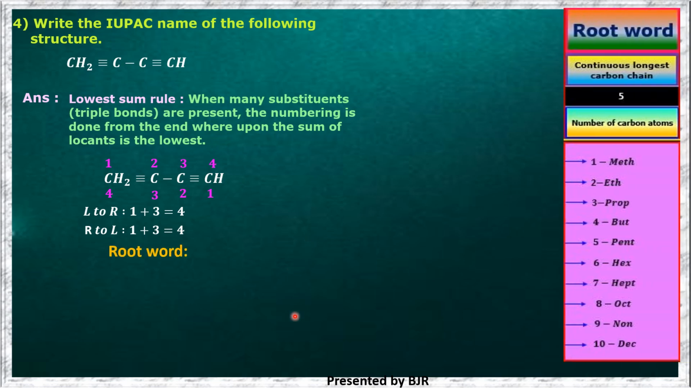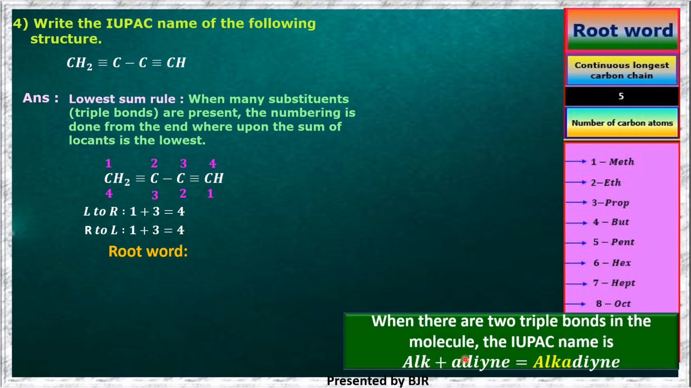So root word: when more than one triple bond is there, that is in this case there are 2 triple bonds, the IUPAC name is alk plus adine. Alk plus adine. Okay, alkadiene. So here, not but, here we have to add a to this. It is buta.